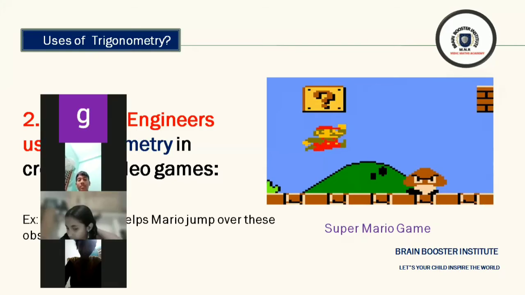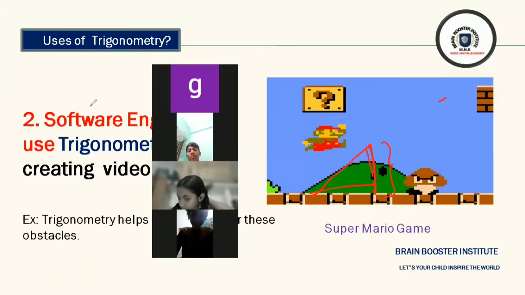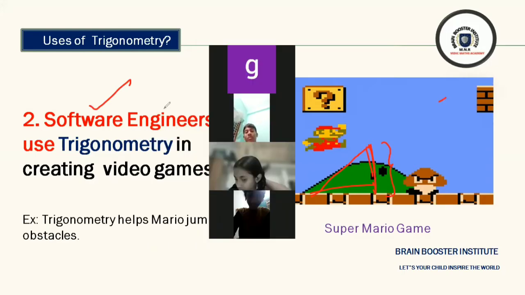For example, children, this Mario has to jump over this mountain. What exact distance has to be jumped here? What height must Mario reach? This is programmed by the software engineer using trigonometry only. Got it? So this code is implemented by the software engineer using trigonometry concepts. Do you believe, children? Are you learning new things here? Please let me know.